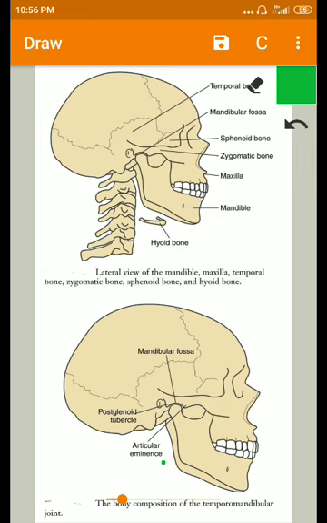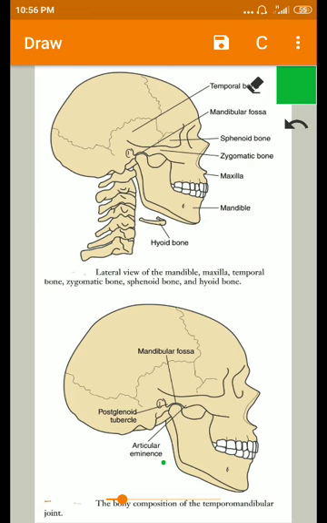Dear students, welcome back. In this session, we are going to see the general features and the introduction of temporomandibular joint. In our body, we have so many joints which are used in locomotion, and some other joints are immovable joints which help in stability and protection of some of the internal organs.